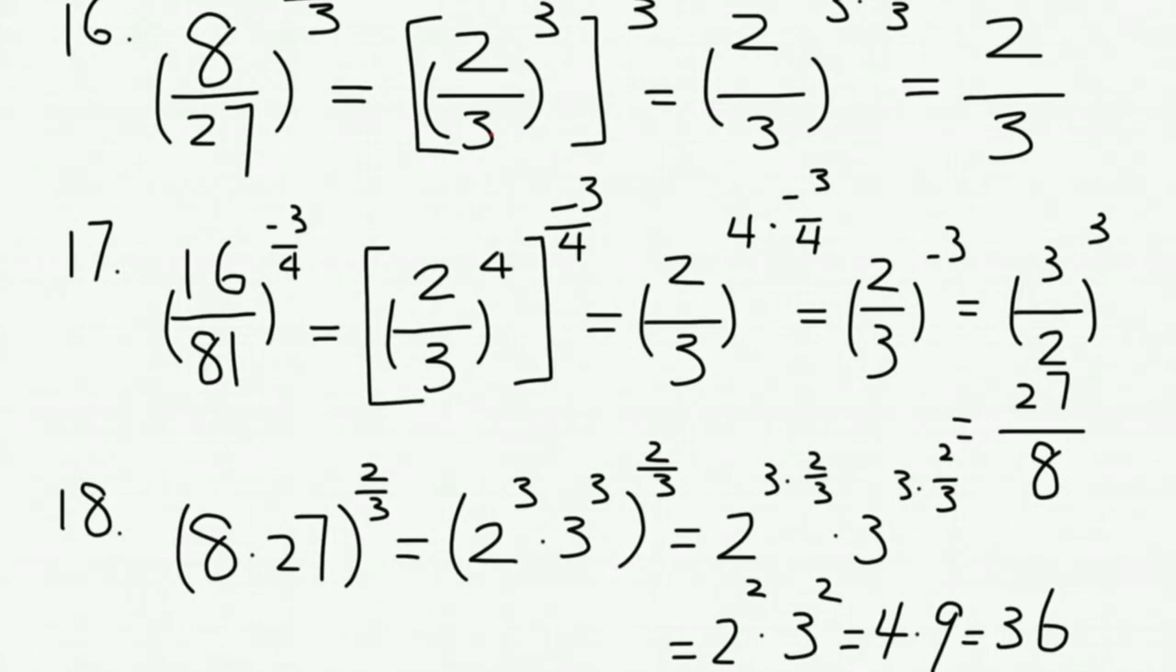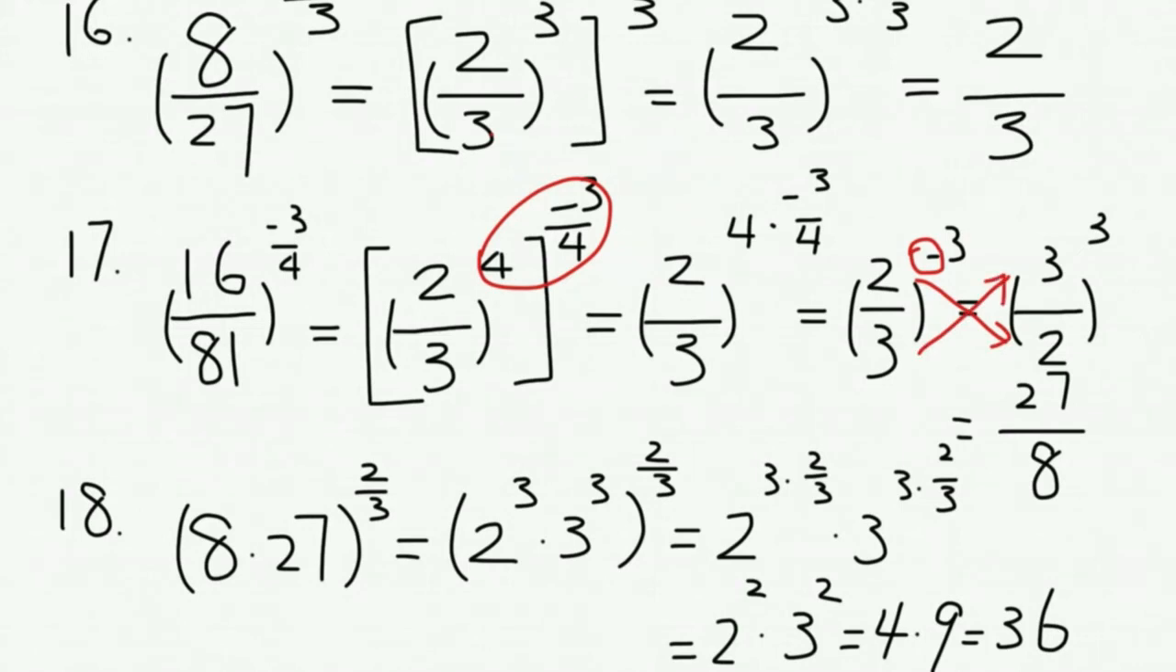Number 17, 16 over 81 raised to the -3/4 power. Do the same thing like I did for number 16. 2/3 raised to the 4th power. So 2 raised to the 4th power equals 16. 3 raised to the 4th power equals 81. Multiply the exponent. 4 times -3/4, that gives me -3. So for the negative, I have to take the reciprocal. So I put the 2 at the denominator. I put the 3 at the numerator.